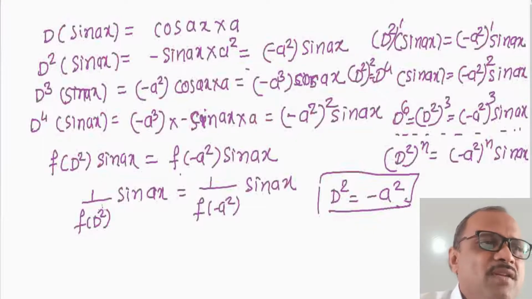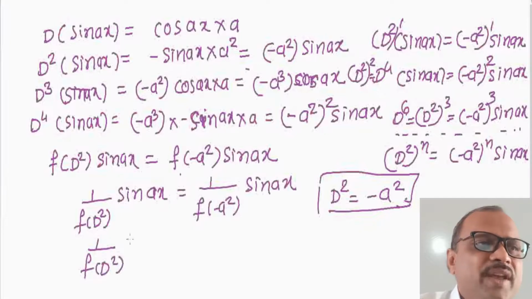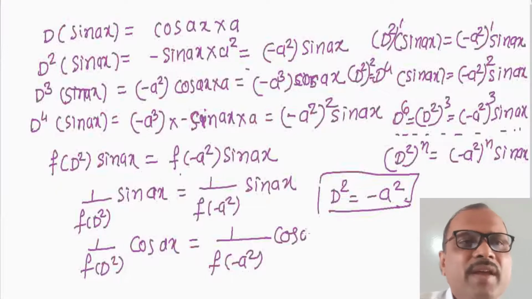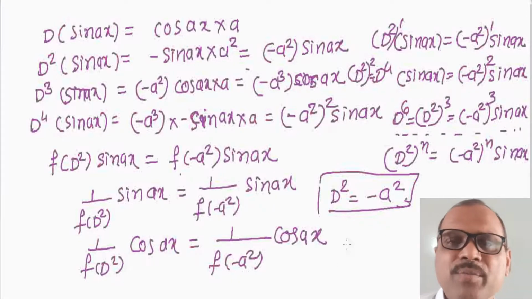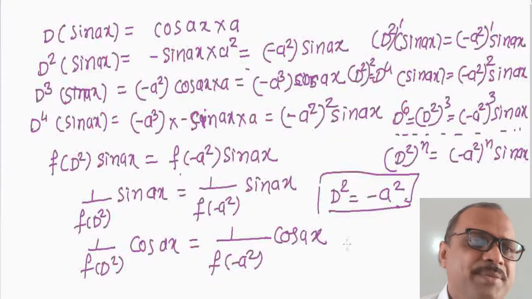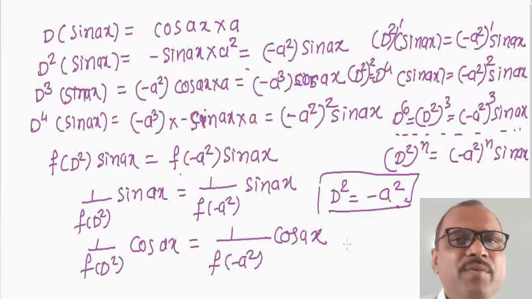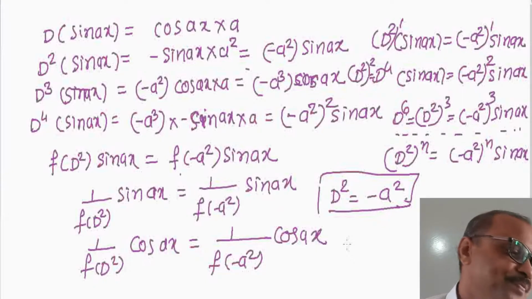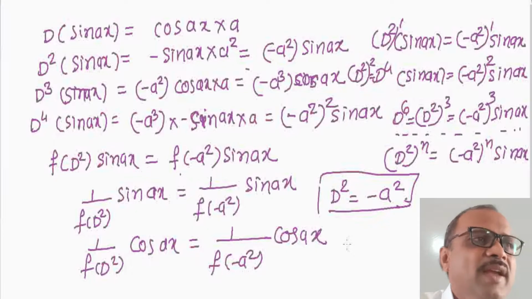Similarly, 1 divided by f of D square operating on cos of ax equals 1 divided by f of minus a square into cos of ax. So this is the short method where we can easily find the particular integral when the function is sine ax or cos ax. What we have to put is D square equal to minus a square. So let us see examples.